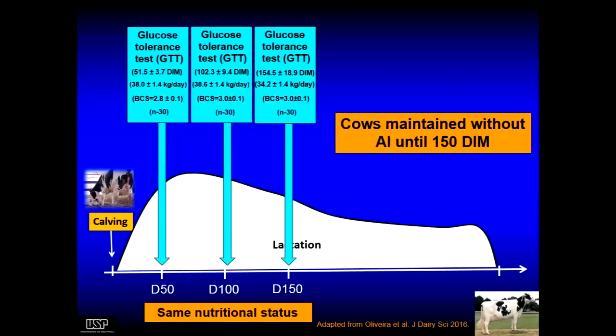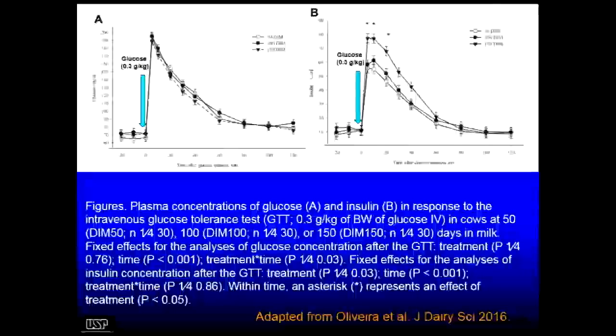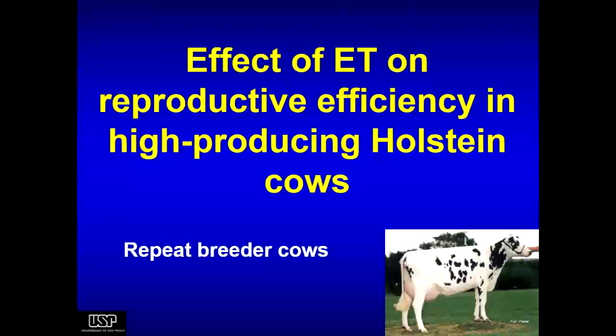So this is the cows. Of course, when we delay the collection, this is the animals. We can see here after we inject the glucose, they control the blood glucose, but when the cow arrives at 150 days of lactation, they need to release more insulin to control the glucose. This is related to insulin resistance. So probably the late lactating cow have insulin resistance.